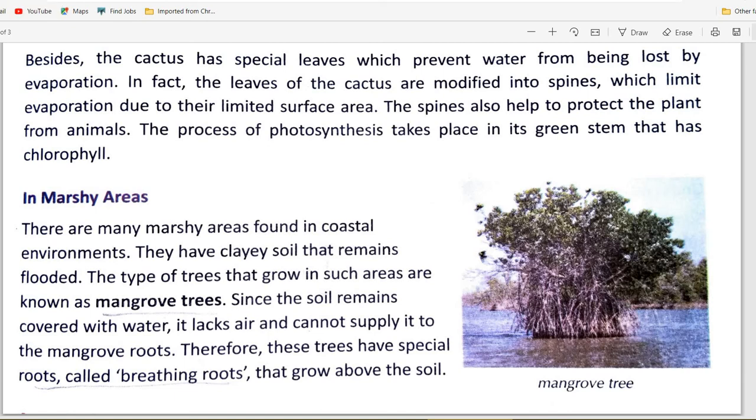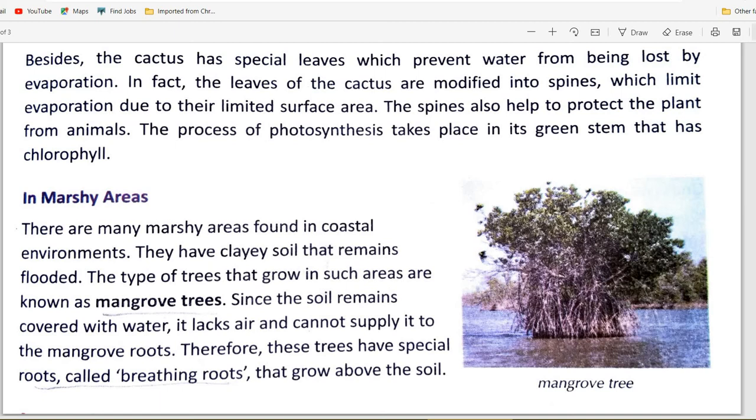In hot and damp areas, the trees do not shed their leaves for the whole year, means they are filled with leaves, and so these types of trees are called evergreen trees. Rubber and coconut are examples of these evergreen trees, means these types of trees do not shed their leaves for the whole year. They are evergreen trees.